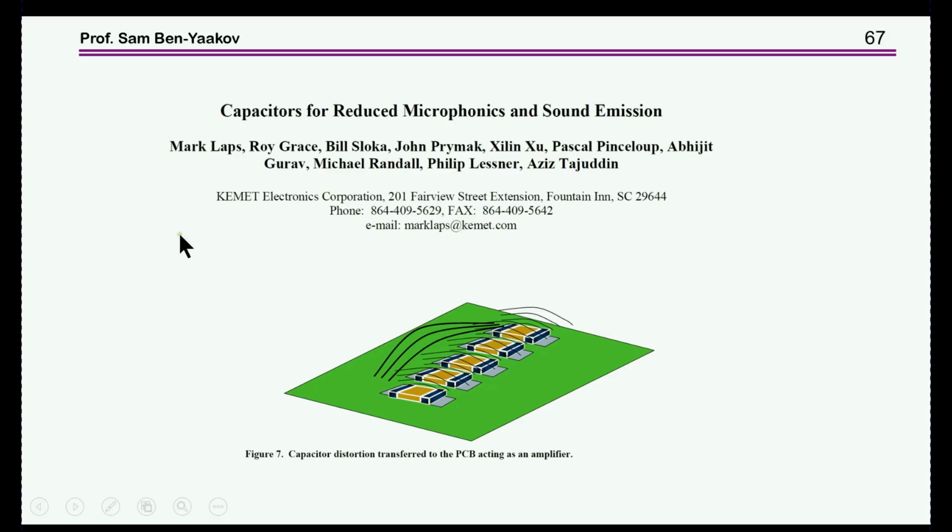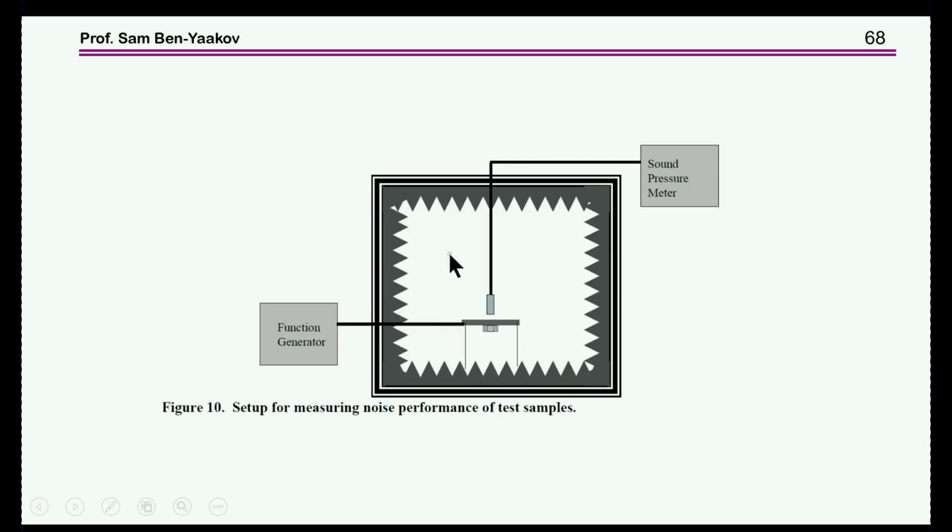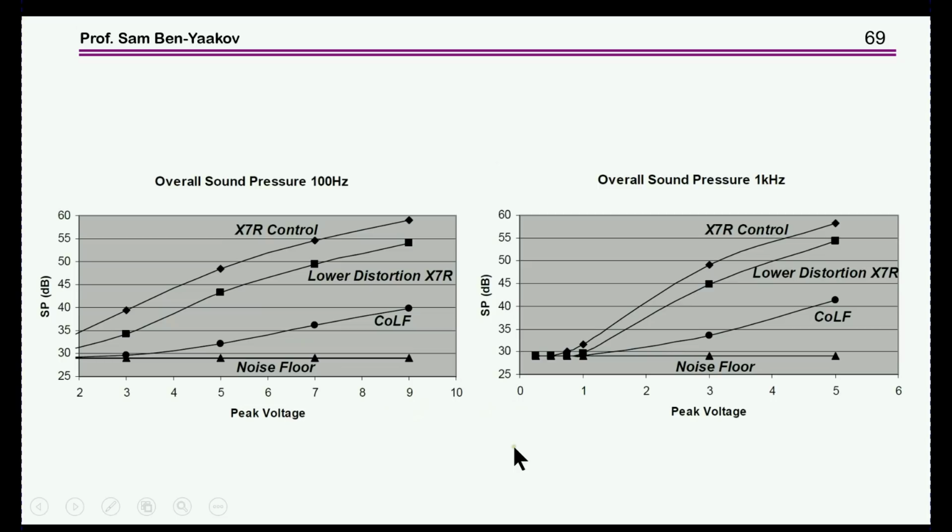One is a paper by Kemet, and they did some experiments. They put a capacitor on a board, put it in an anechoic chamber, an audio enclosure, excited the ceramic capacitors, and with a microphone detected the audio emitted from it. Here are the results. You get audio, this is in dB SPL, which is increasing as the voltage is increasing. This is at 1 kilohertz, and this is 10 kilohertz.